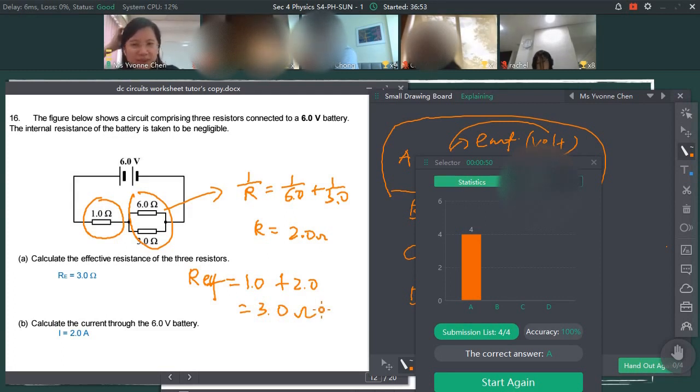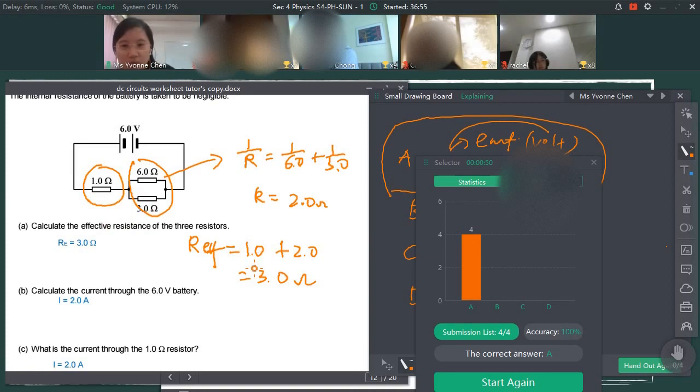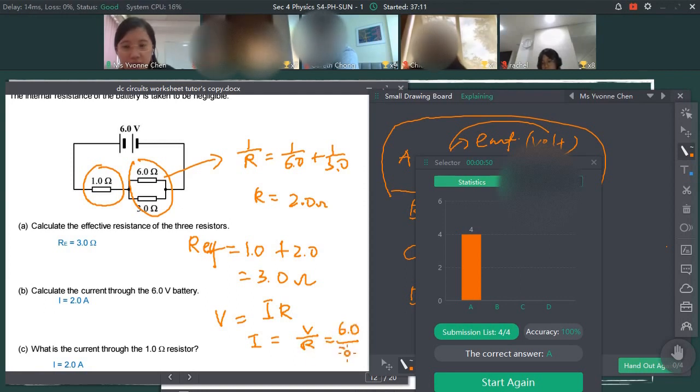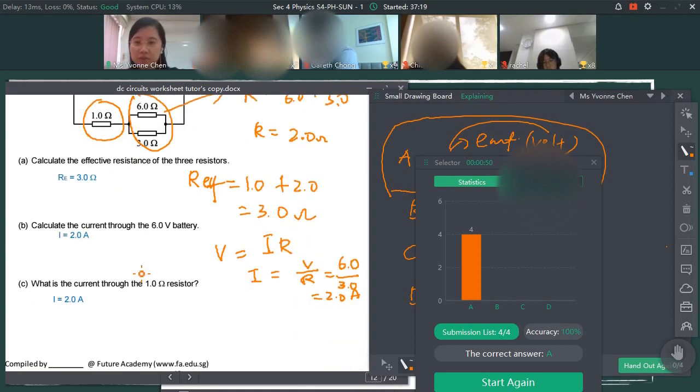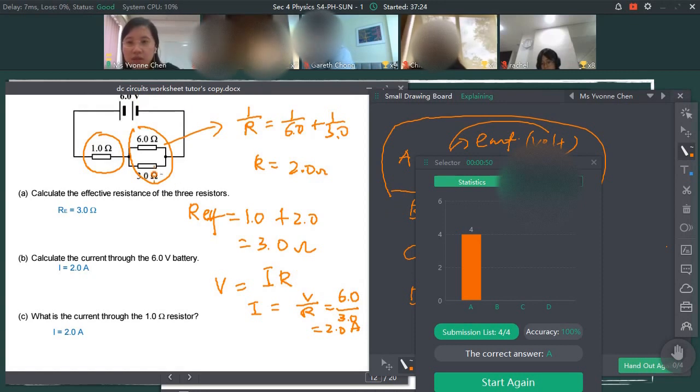So what's the current? How do we find current? We use V equals I times R, right? So the current equals V divided by R, which is 6.0 divided by 3.0, which is 2.0 amperes. So the current flowing from the battery is 2.0. The current flowing through the 1 ohm resistor is also 2.0.